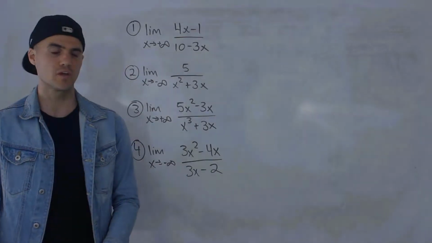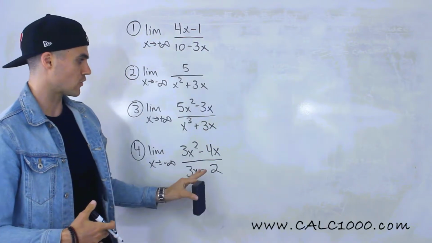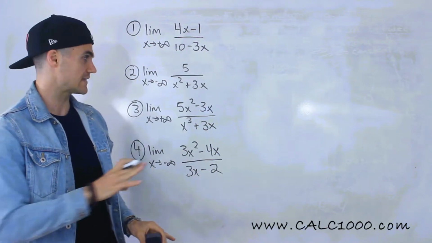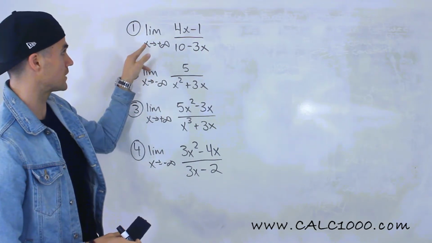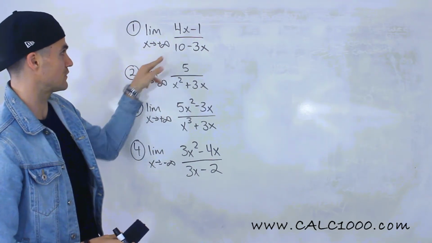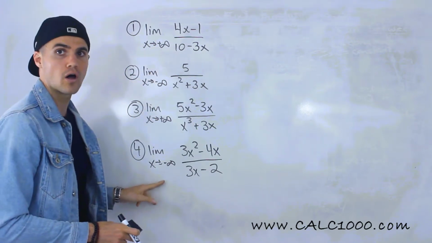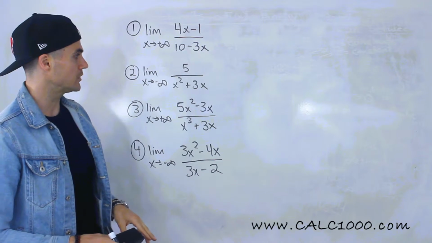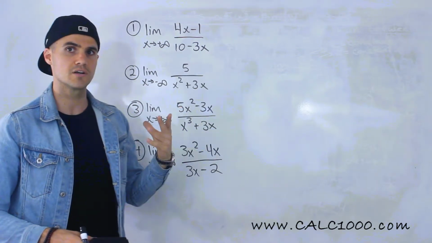Patrick here, and moving on with limits at infinity, we got to solve these four limits over here. And notice that they are limits at infinity because of the format that they take. We got the limit as x approaches positive infinity or the limit as x approaches negative infinity for all of these. And I'm going to show you how to solve these limits with a certain method.